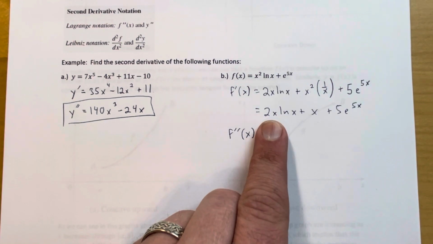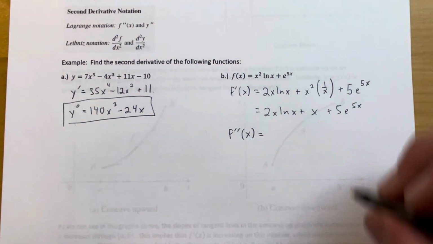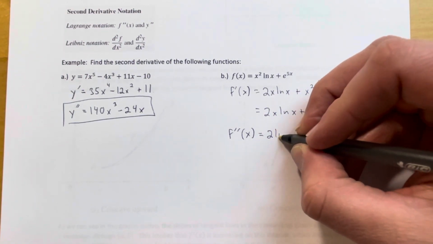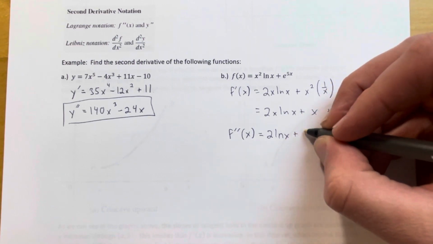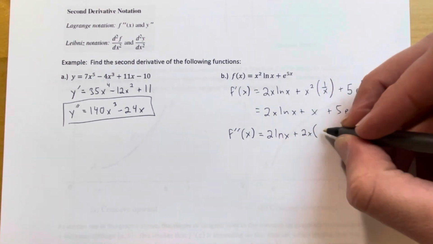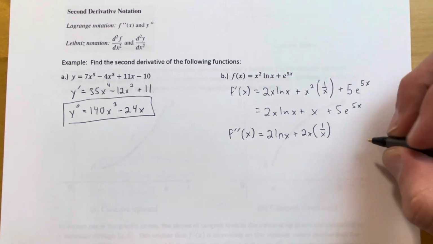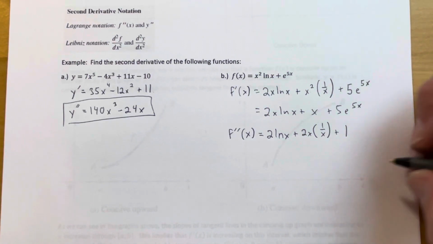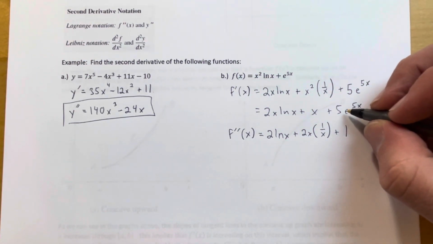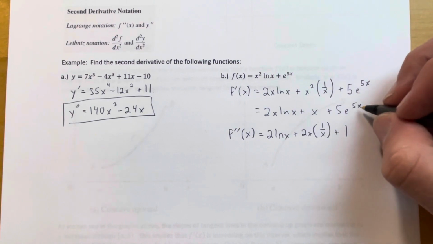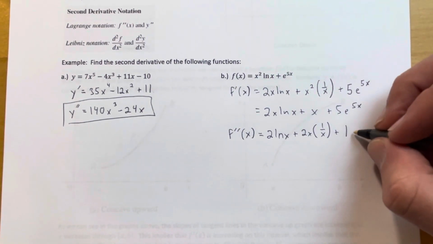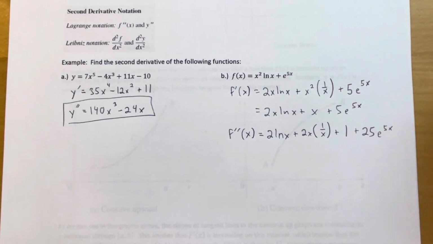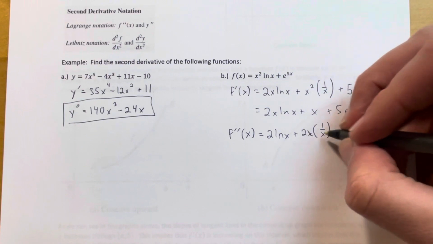Well, once again, I have a product of functions, so I need to use my product rule. The derivative of the first function would just be 2. Leave the second function alone, plus the first function times the derivative of the second, the derivative of the natural log, 1 over x. And then here, plus x, that will become a plus 1. And then here, I'm going to get 5e to the 5x times another 5 from the derivative that I would take for that exponential function. That becomes plus 25e to the 5x. Okay, some simplification can happen now. These x's cancel.